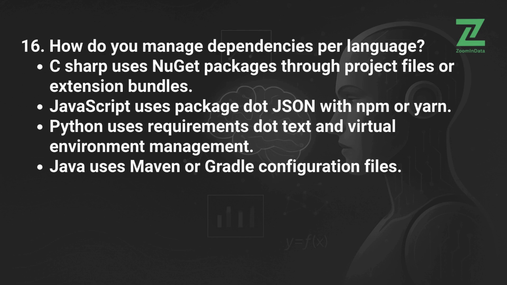16. How do you manage dependencies per language? C# uses NuGet packages through project files or extension bundles. JavaScript uses package.json with npm or yarn. Python uses requirements.txt and virtual environment management. Java uses Maven or Gradle configuration files.